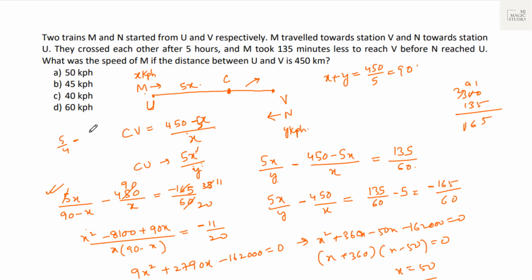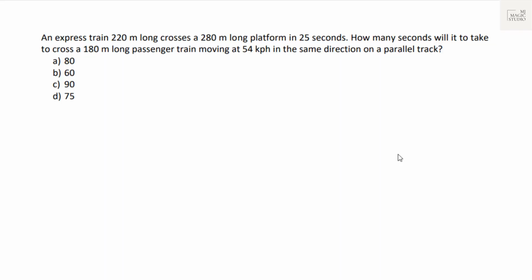So 5 by 4 minus, if x is 9 by 5, 25 minus 36 minus 11 by 20, it's matching. 50 is the pick. Let's give this a try.